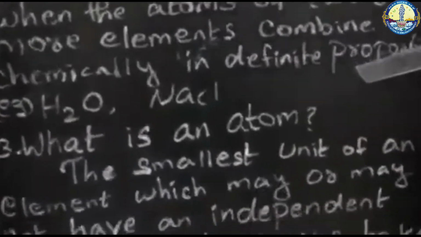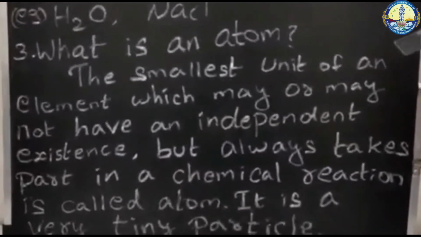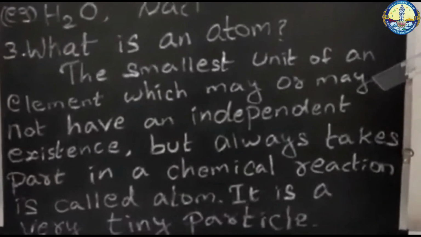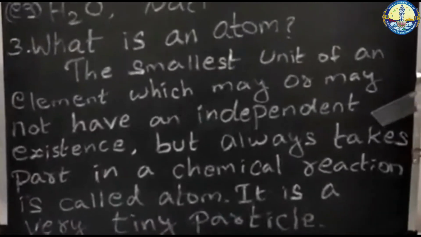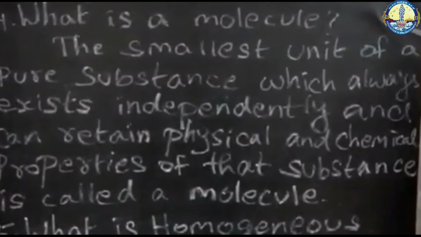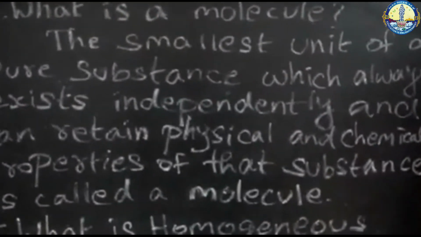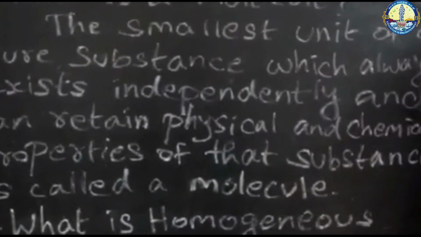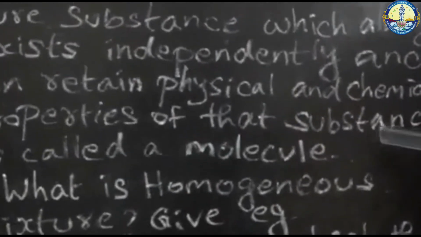What is an atom? The smallest unit of an element which may or may not have an independent existence but always takes part in a chemical reaction is called an atom. It is a very tiny particle. What is a molecule? The smallest unit of a pure substance which always exists independently and can retain the physical and chemical properties of that substance is called a molecule.